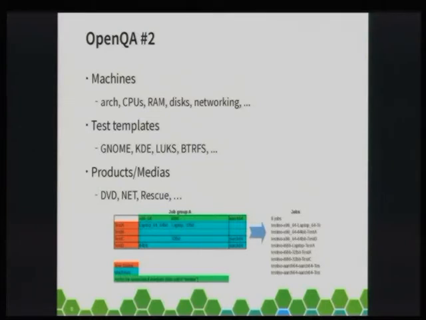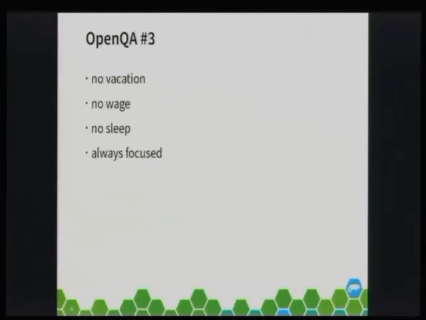In the end, when it's all properly set up, for example for the openSUSE Tumbleweed distribution, when a new image is created, OpenQA automatically generates around 80 tests and runs them. And of course, there is the last benefit of OpenQA, and that's that it's automated. There is some downtime when it crashes, but usually not. And besides that, it always works.